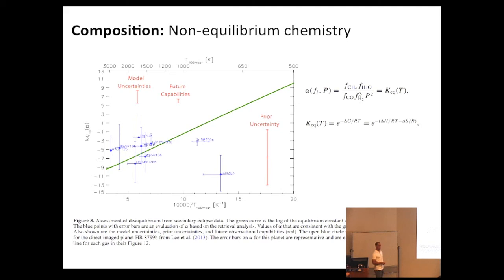GJ436b, a transiting planet, and this inference is coming from secondary eclipse photometry. And then HR8799b, one of the directly imaged planets, so this is a directly imaged measurement. For GJ436b, there's a complete absence of methane seen in the spectrum of the planet. For HR8799b, there's methane detected, but a very low abundance. And so this could be evidence of mixing and quenching of CO and CH4 from deep inside the planet's atmosphere.